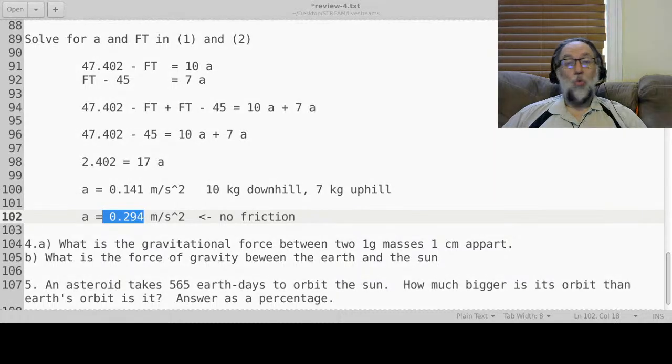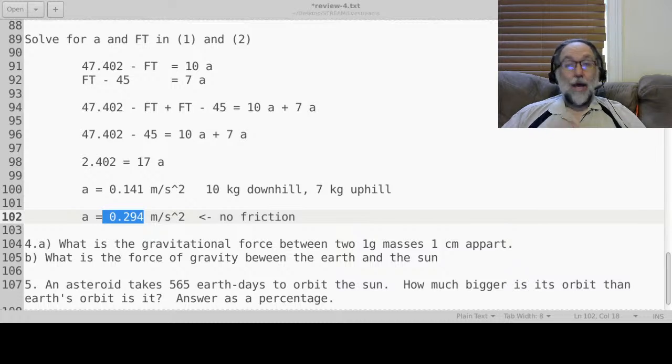So as you expect, with the extra friction, you're going to have less acceleration. Okay, it's still going to go downhill because it's kinetic. And kinetic means it's still moving, but it's going to be moving less than it was moving in part 1 because it's been slowed down by that extra 2.6 newtons worth of friction on the 10 kilogram block.